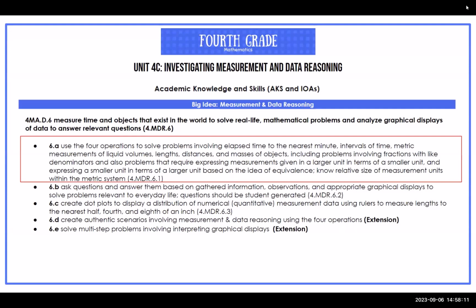For IOA 6A, metric measurement systems are introduced and include units of mass, grams and kilograms, capacity, milliliters and liters, and length, centimeters, meters, and kilometers. Students express larger units in terms of smaller units and smaller units in terms of larger units within the same measurement system, reinforcing students' understanding of place value. Students reason about the relative sizes of measurement units within the metric system and accurately record measurement equivalents in a 2-column table in the context of real-world problems.